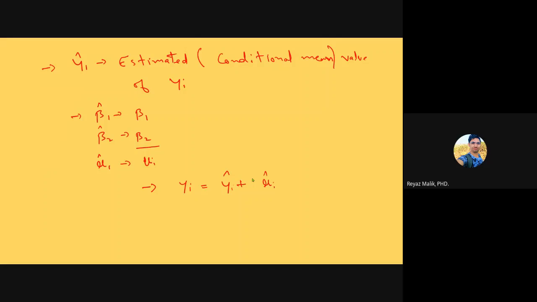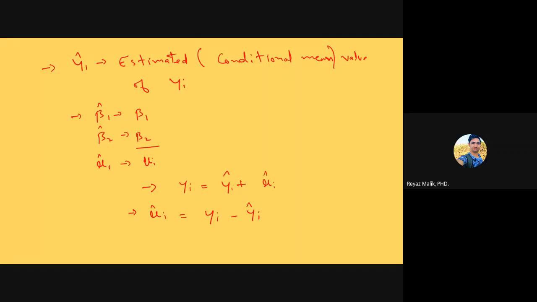Correct? Then what is this error equal to? If we deal with the error term only, error term will be equal to yi, the actual one. It is not so clear, so I will write it very bold. Yi minus yi cap. Correct? No doubt in it.